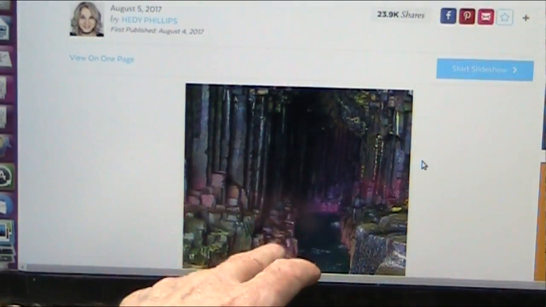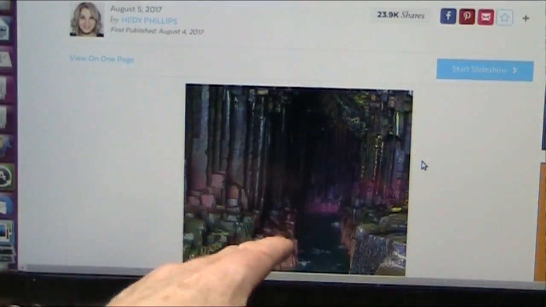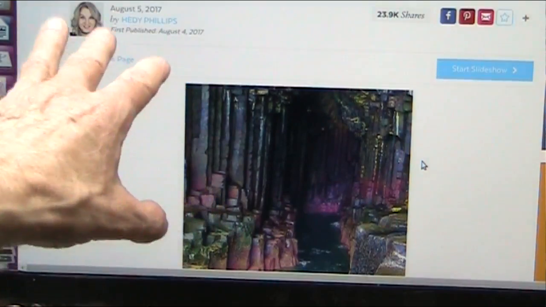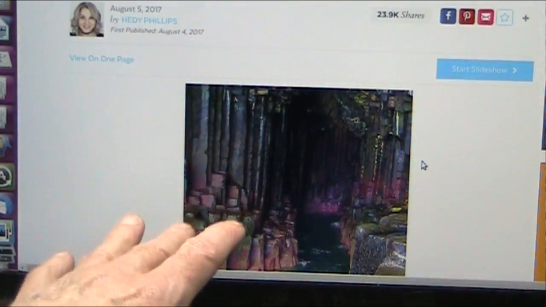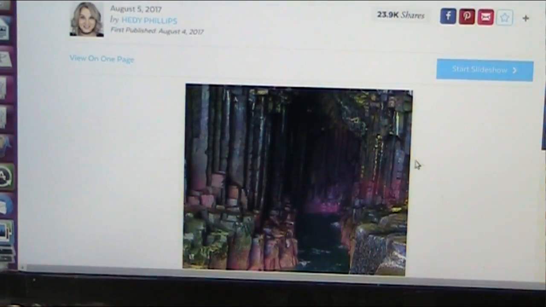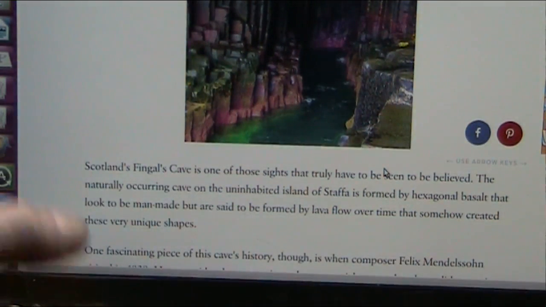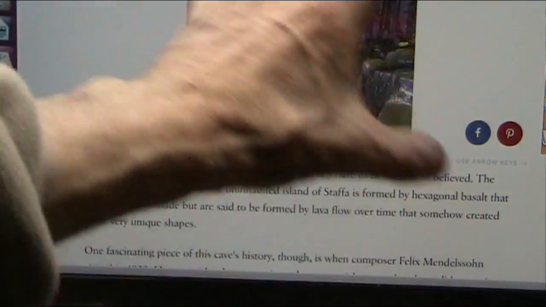Okay, this is Finagals Cave, and you see all these special colors. This is by Hetty Phillips. In 2017, she posted about this cool cave, something out of a sci-fi movie. And this is in Scotland. We're going to be looking at this system very shortly.